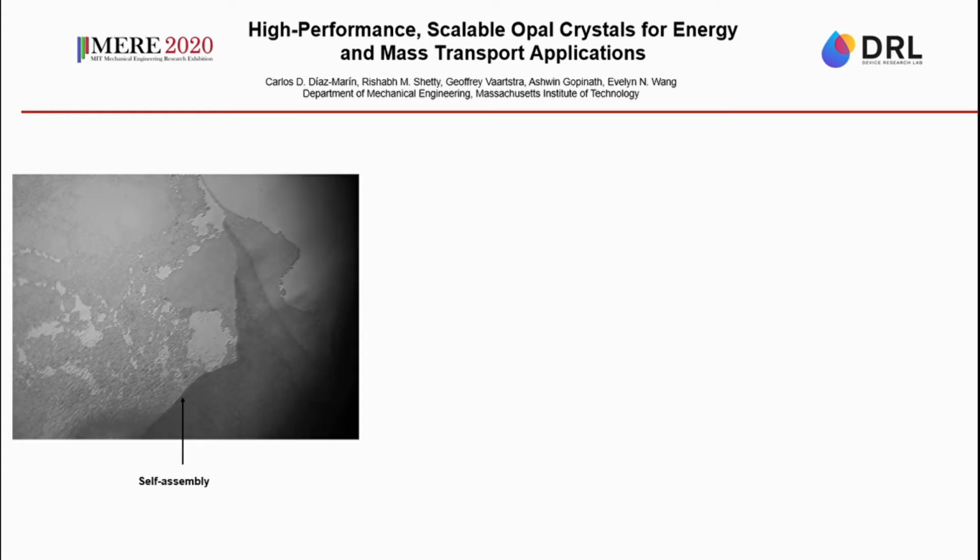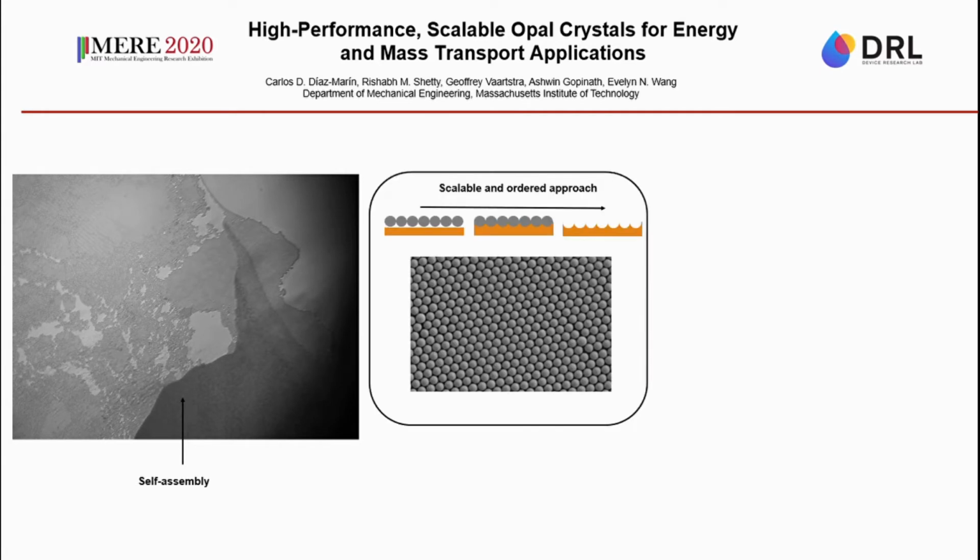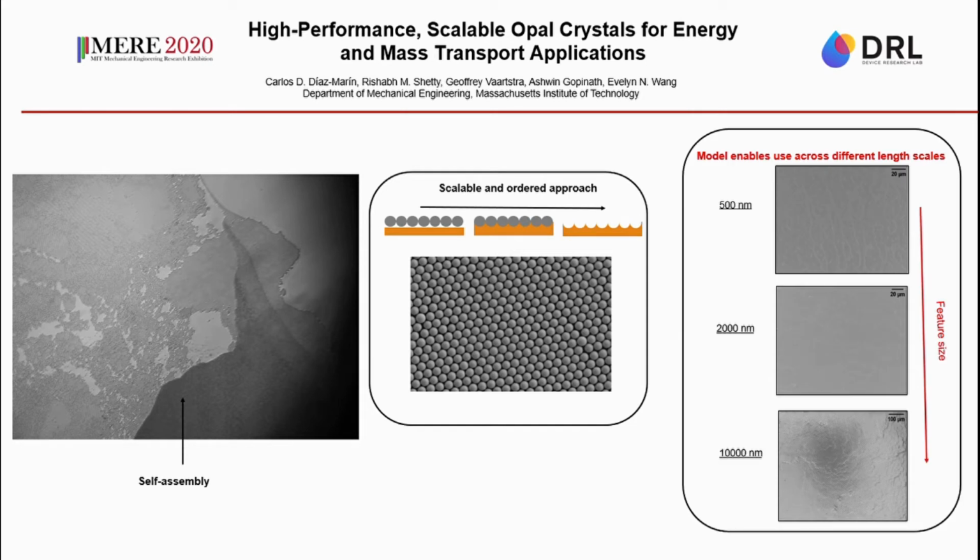To make these porous materials, we have been looking specifically at opal crystals, which are structures that assemble themselves into regular arrays, which can later be used as a template for a highly ordered porous material. In this work, we looked into a self-assembly method that was particularly simple and scalable, and our goal was to understand how to fabricate a template with good quality at different length scales. We developed a model to better understand the self-assembly process, which allowed us to expand this method to cover a wide range of feature sizes that can be used to fabricate efficient porous materials.